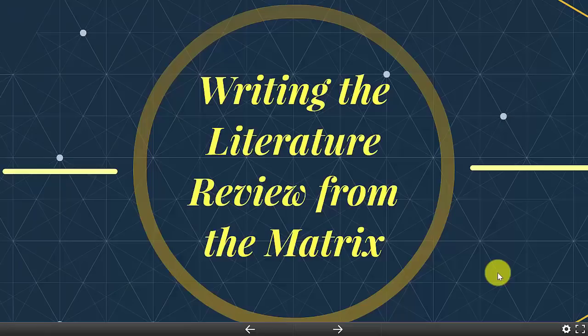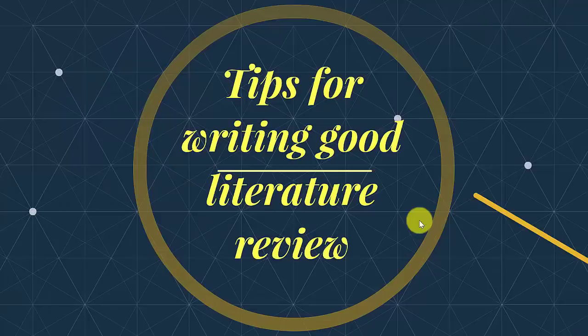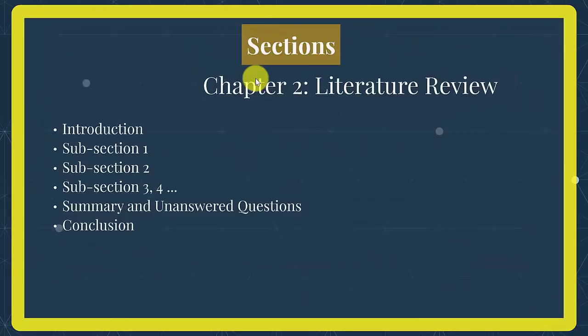Yeah, so here we go, writing a literature review from the matrix. Let's begin with tips for writing a good literature review. Some tips. Now, your literature review will be a chapter, and that's for a doctoral thesis. For a scholarly paper, it's just going to be a section. For the doctoral thesis, it is typically like a chapter two after the chapter one, the introductory chapter. It can be any chapter number based on the guidelines of your university or what your supervisor says.